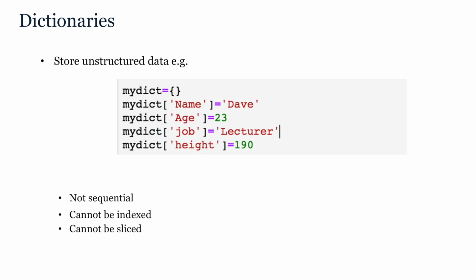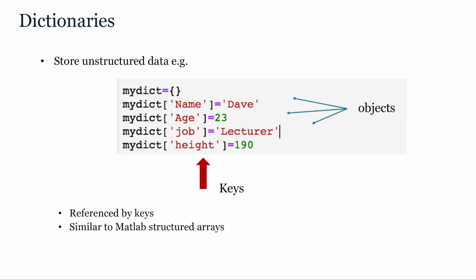Finally, dictionaries. These are used to store unstructured data, in other words, data for which there is no clear sense of order or sequence. For example, here we have a collection of variables describing some individual, such as names, age, employment, or height. Another example might be a collection of meta-information about an image file. As dictionaries are unordered, they're not sequential, so this means that they cannot be indexed or sliced. Rather, objects stored in dictionaries are referenced using key lookups, similar to a MATLAB structured array.